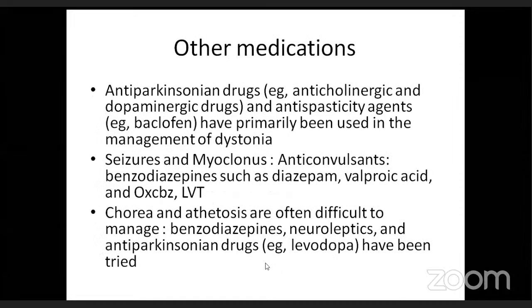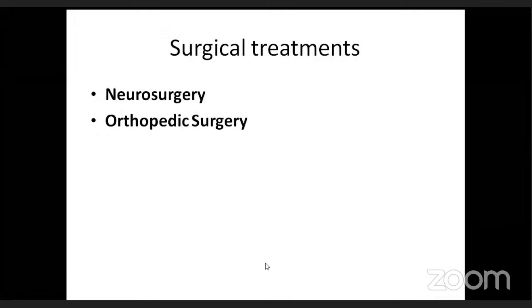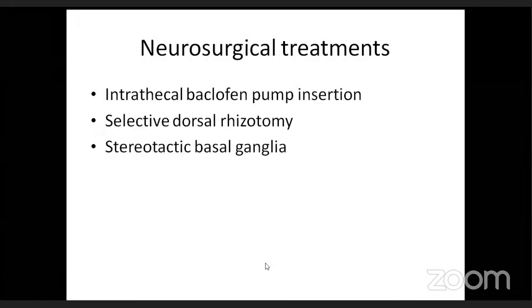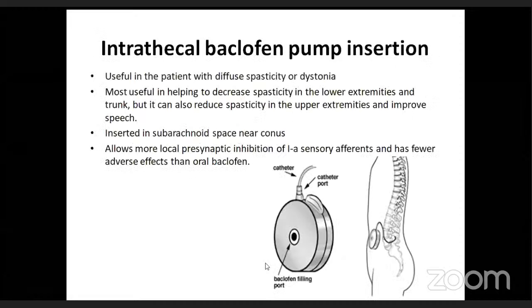Now, if the patient has got some other symptoms along with this in terms of dystonia, seizures and myoclonus, choreoathetosis, you can add the drugs as per the symptoms of the patient at that time. Now, coming to surgical treatments for spasticity, the main involvement comes from the neurosurgical team and the orthopedic surgeon or the orthopedic team. Now, neurosurgical treatment is basically intrathecal pump, baclofen pump insertion. Second is selective dorsal rhizotomy and stereotactic basal ganglia stimulation.